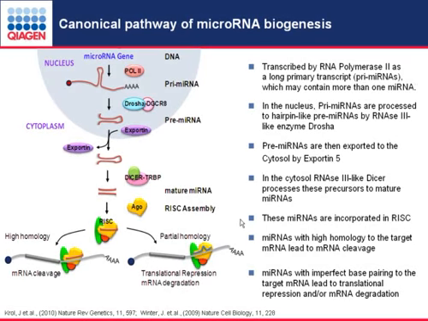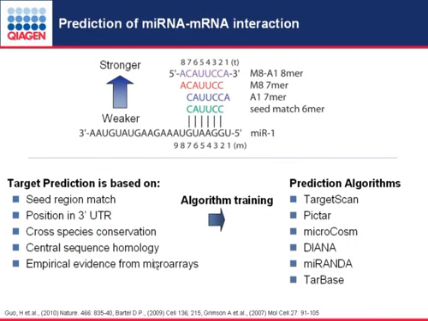These microRNAs are then incorporated into RISC, and microRNAs with high homology to the target mRNA lead to mRNA cleavage, and microRNAs with imperfect base pairing to the target mRNA lead to translational repression and/or mRNA degradation. A highly conserved microRNA family has about 300 conserved messenger RNA targets in mammalian systems. Most mammalian protein coding genes are under selective pressure to maintain 3' UTR pairing to the seed of one or more microRNAs.